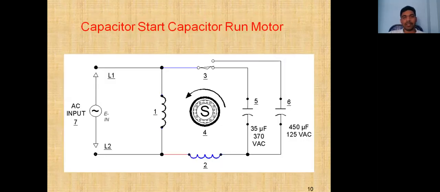This is the capacitor start capacitor run motor schematic diagram. The rotor is the cage type rotor. This is the main winding, and this is the centrifugal switch. One is the starting capacitor and one is the running capacitor. This is the auxiliary winding.